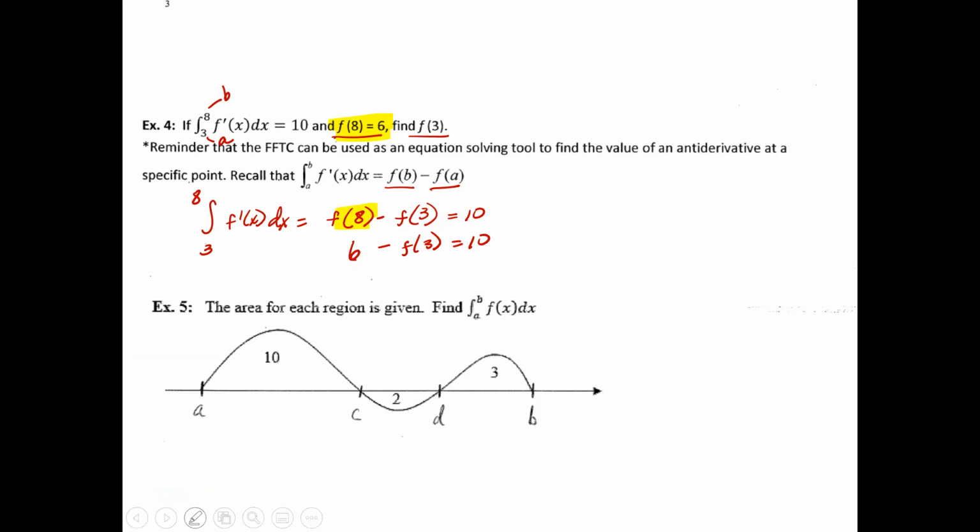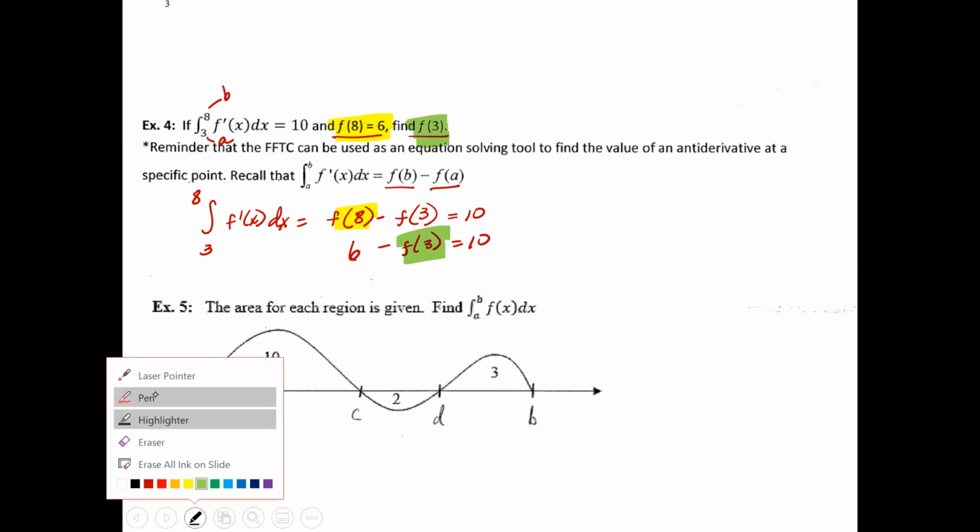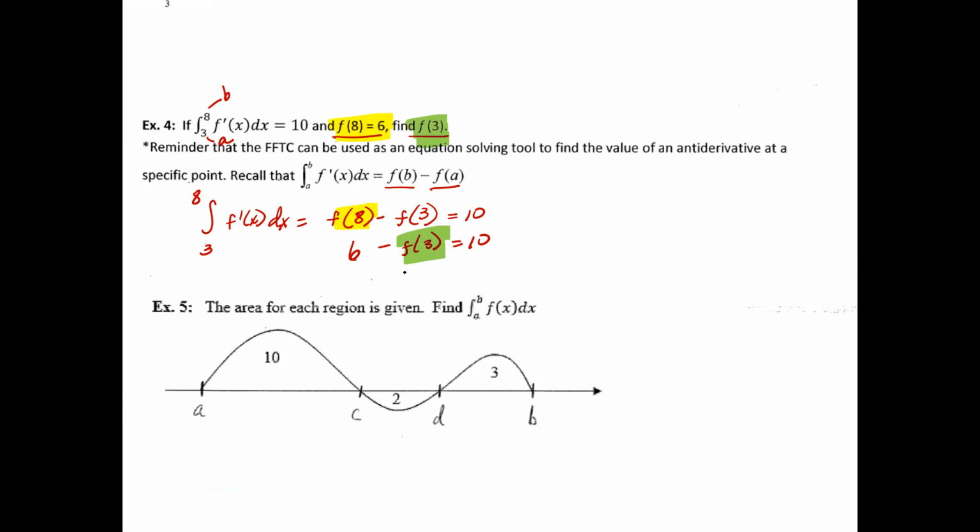Our goal is to go ahead and find f of 3. So I'll just do a simple two-step equation. Subtract the 6 on both sides. You'll get a negative f of 3 equals 10 minus 6, which is a 4. And then, of course, you don't want the negative, so a positive f of 3 equals a negative 4.